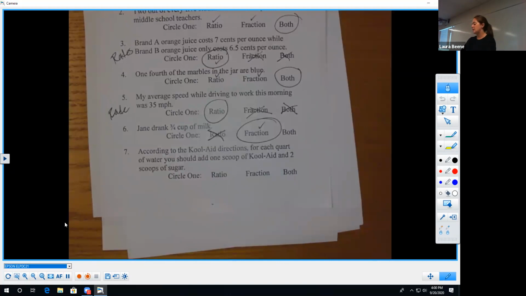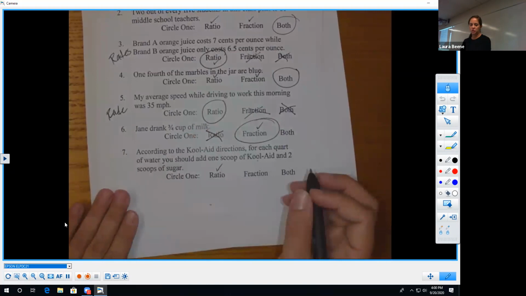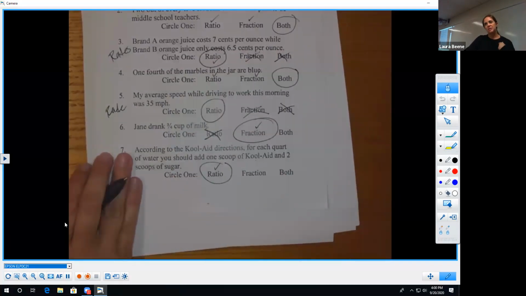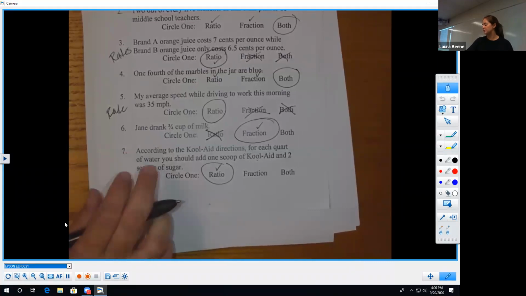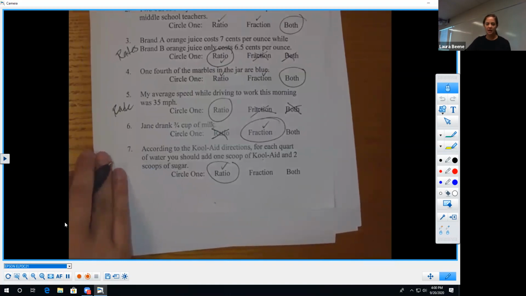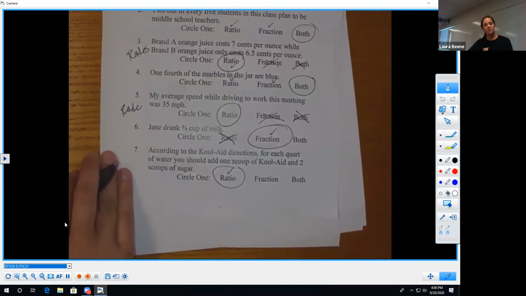If you thought of it as a part to part, you're thinking about, I'm adding 3 scoops of things. 1 of those scoops is Kool-Aid and 2 of those scoops is sugar. Okay, so it is a ratio because I'm comparing those 2 quantities, 1 scoop of Kool-Aid, 2 scoops of sugar. So for sure a ratio. If you wanted to write this as a fraction, if you thought about it as a part to part ratio as a fraction, you would say 1 scoop out of every 3 scoops total that I add. 1 scoop is Kool-Aid out of every 3 scoops, or 2 scoops of sugar out of every 3 scoops.